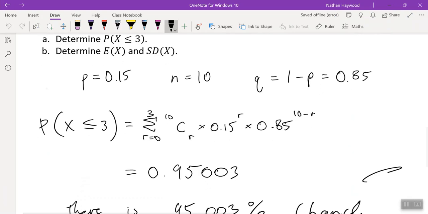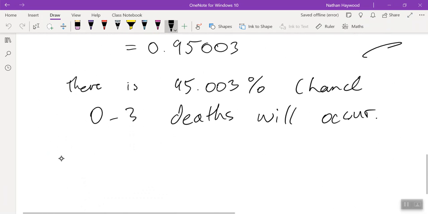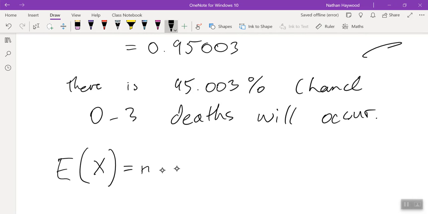So just to practice, we're going to find the expected value. Has anyone memorized E(X) yet? np. Very good. 10 times 0.15, which is 1.5. So np makes sense: the number of trials times the probability of success. There are 10 episodes, and the probability of success is 15%, so there's going to be an expected number of 1.5 deaths.